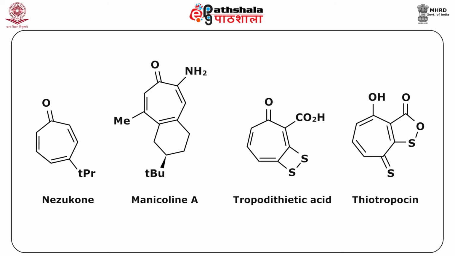Now some tropones have amino or thio groups rather than hydroxyl groups. For example, methylation A, whose structure is given in front of you here, has an amino group rather than a hydroxyl group. This compound was isolated from Dulacia guianensis. There are antibiotics, tropodithietic acid and its valence tautomer thiotropocin, whose structures are also given here, which have either thio substituents or a carbon sulfur double bond in their structure. So here are some naturally occurring compounds where tropone and tropolone moieties have been seen.